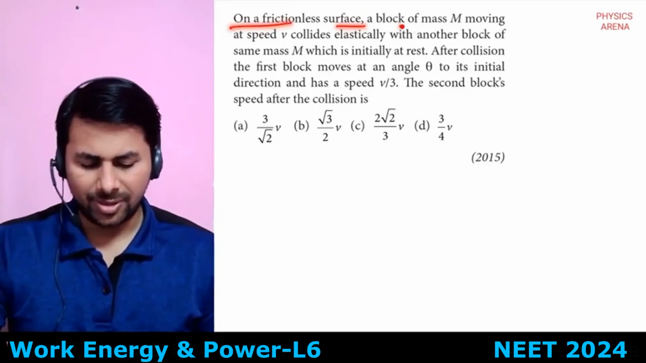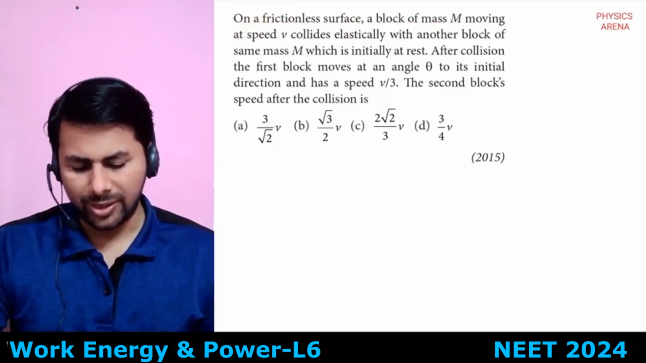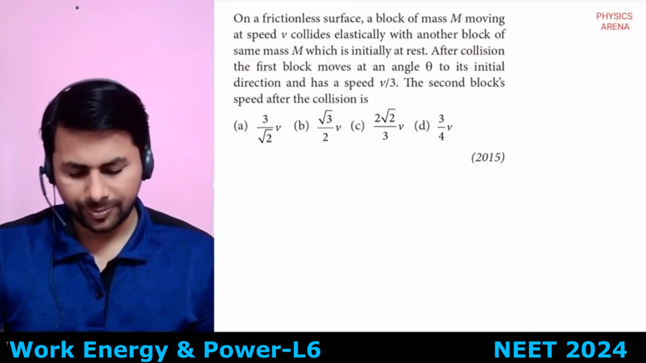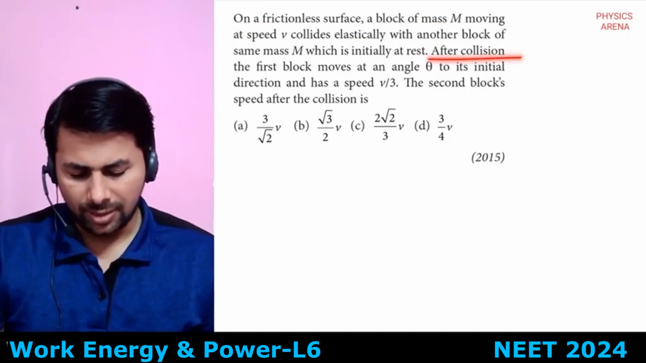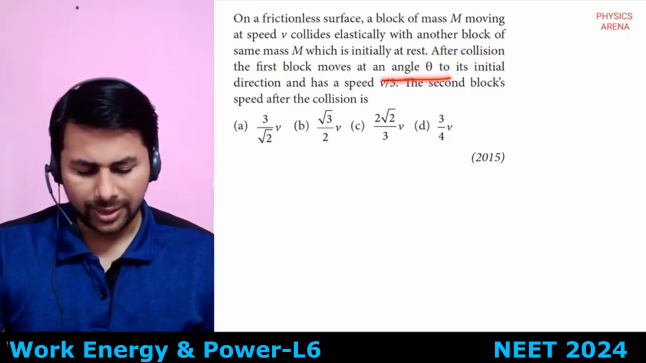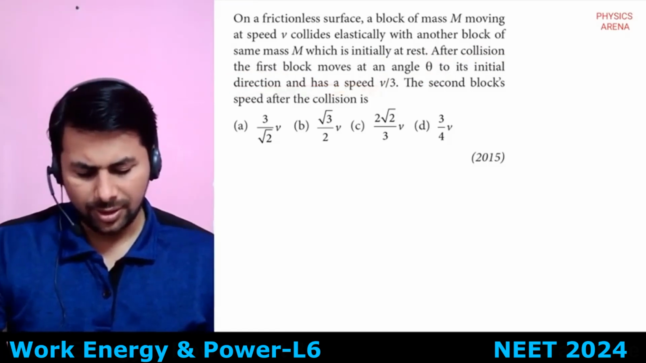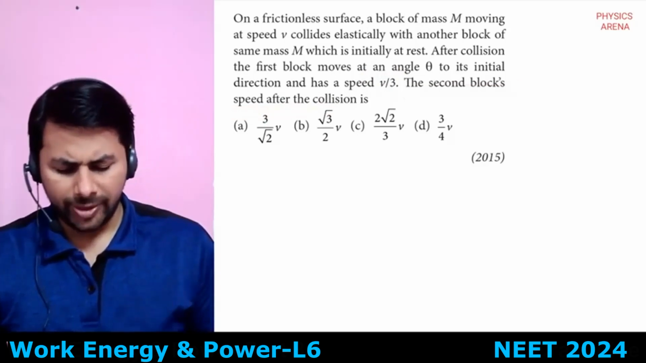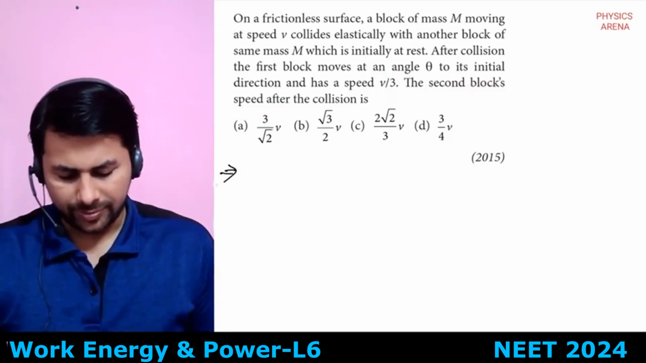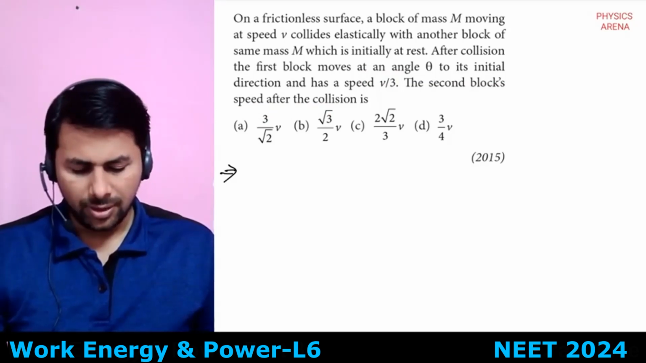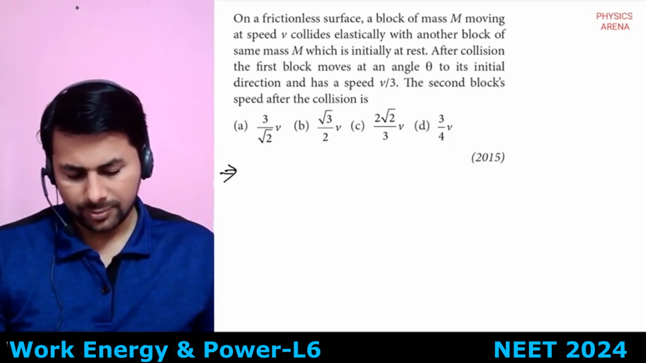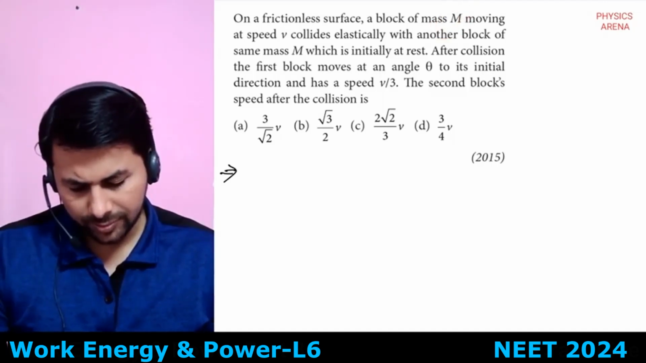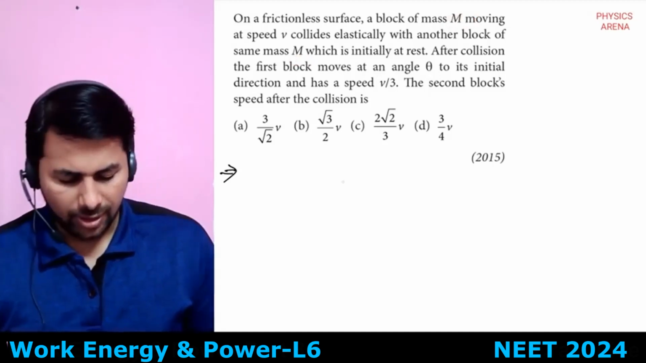On a frictionless surface, a block of mass m moving at a speed v collides elastically with another block of same mass capital M, which is initially at rest. After collision, the first block moves at an angle theta to its initial direction and has a speed of v by 3. The second block's speed after the collision is? You have two blocks of mass m.